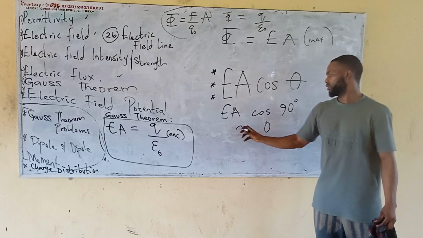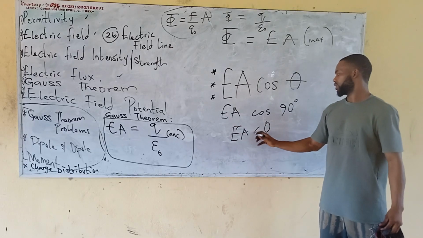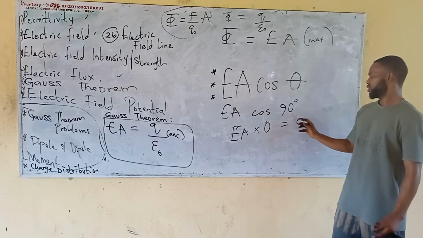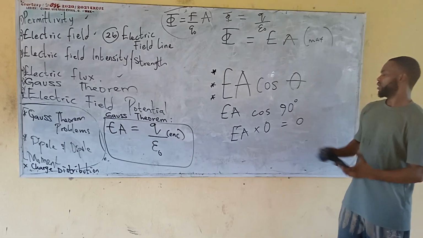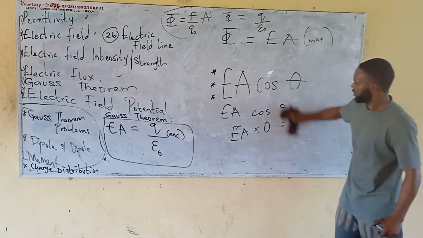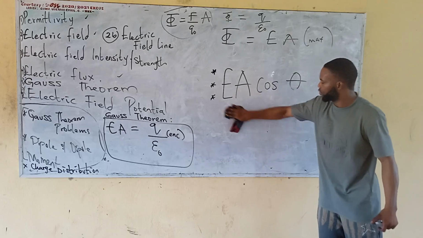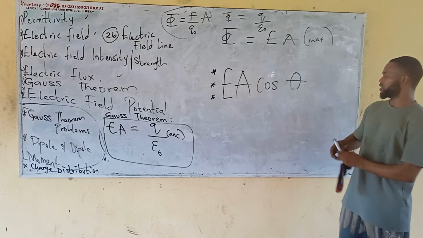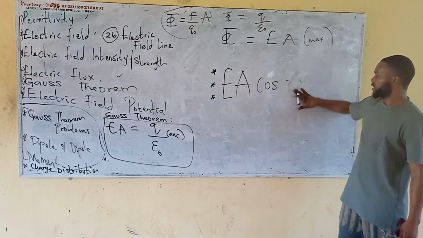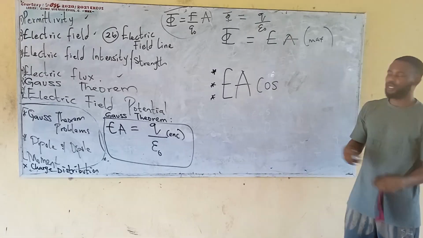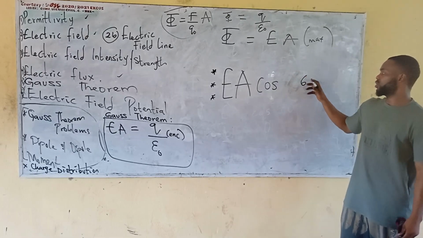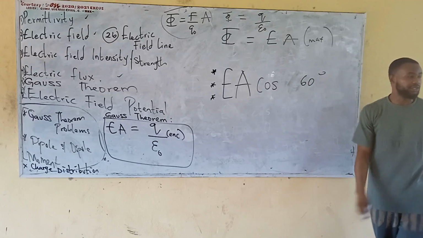Now, EA times 0 is going to be what? So at minimum, electric flux is 0. Then, when it's at an angle, like let's say the angle given to you, they tell you that there's an electric flux there, and it is at 60 degrees.